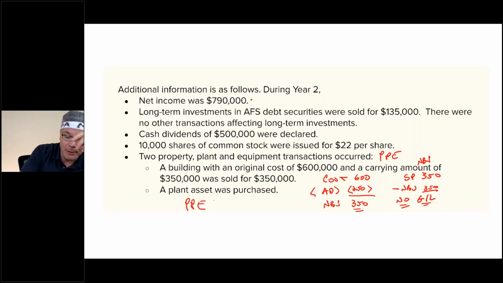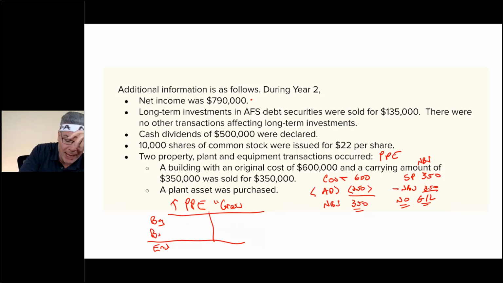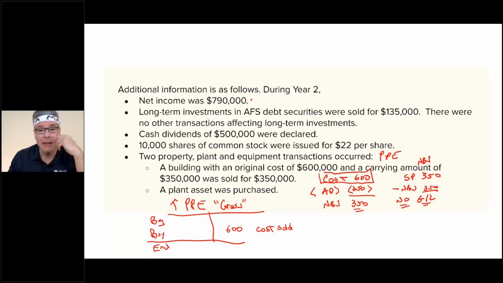All right, so what I want to do is I now want to look at my PP&E account, the gross amounts. You've got a beginning balance, you've got an ending balance. What makes your PP&E gross go up? What you buy. What makes your PP&E gross go down? The cost of anything you sold, okay? All righty. It had an original cost of what amount? 600. Agreed? Give it information.